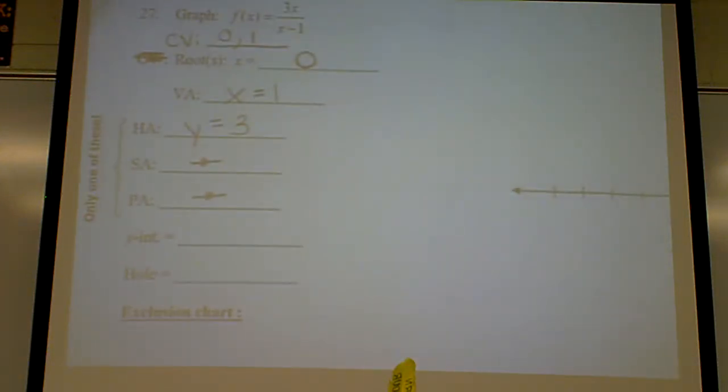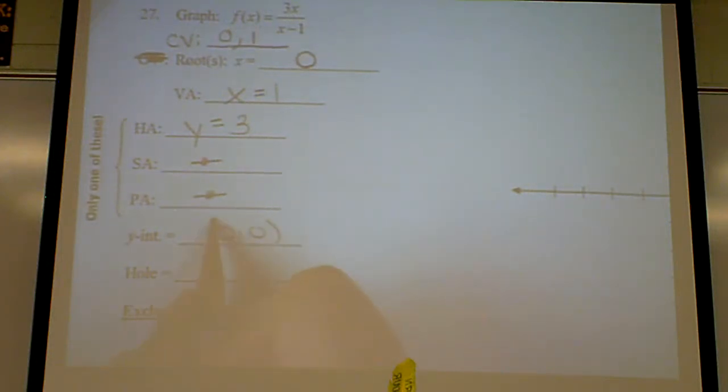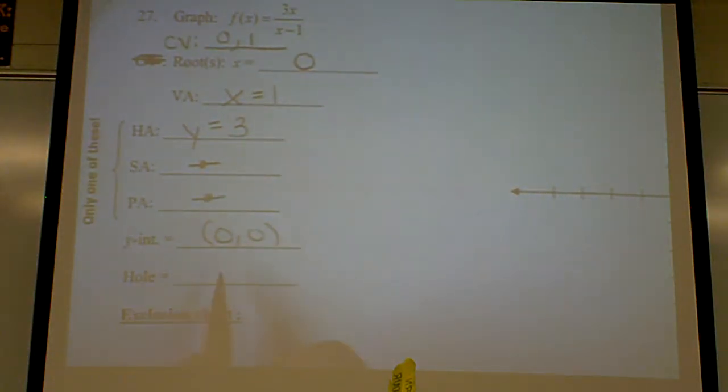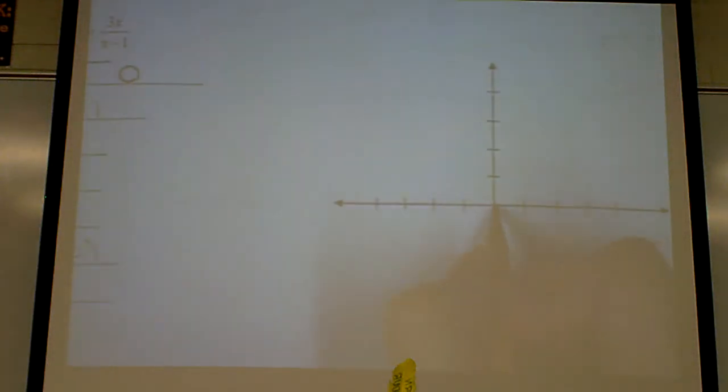And my y-intercept, I need to plug 0 in for x to find that, and I get 0. So I have 0, 0, and there are no holes. So let's plot, I have a root at 0, 0, plot that point, and my asymptotes, what are my asymptotes? x equals 1, and y equals 3.